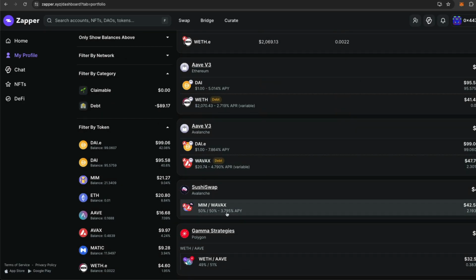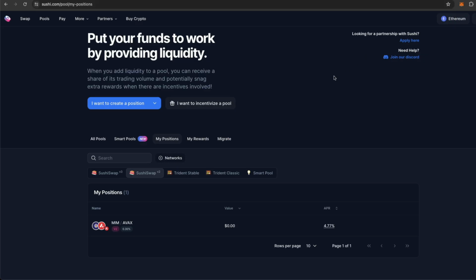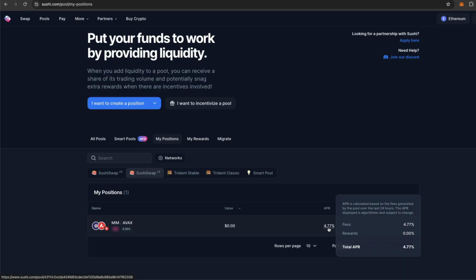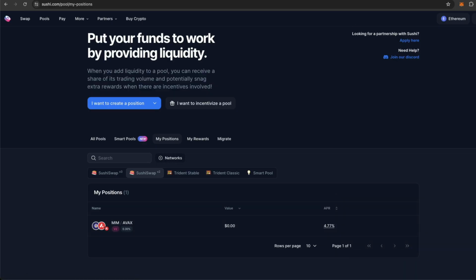For example, here it says that SushiSwap has given us a 3.795 APY. If we were to come to that pool directly on SushiSwap, they claim that they're giving us a 4.77. So one of these is clearly outdated, and I would assume that the true pool is the one with the best number and the most accurate.